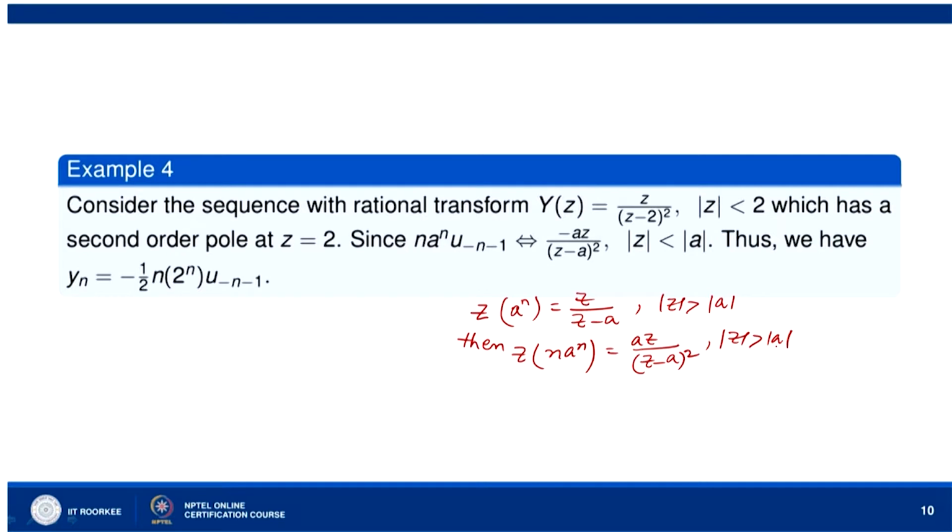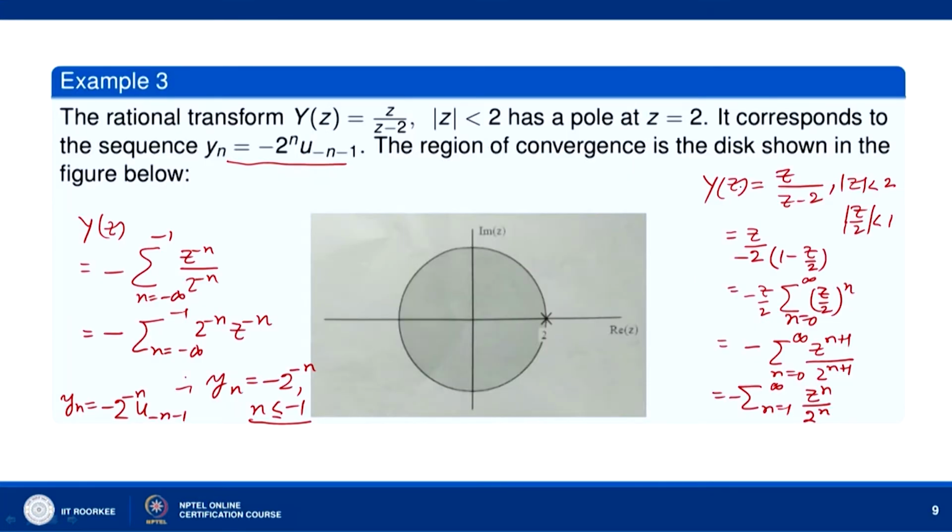Okay. So, here again we can easily show that, we have seen earlier that the Z transform of the sequence y[n], okay, which is minus 2 raised to the power n, okay, is Z over Z minus 2, okay, when n is less than or equal to minus 1.